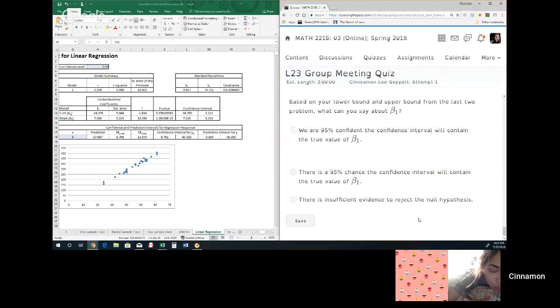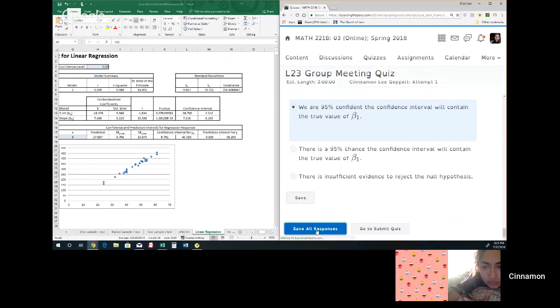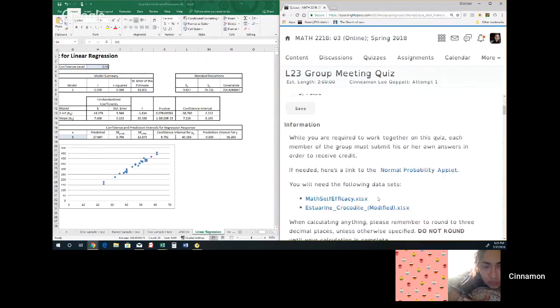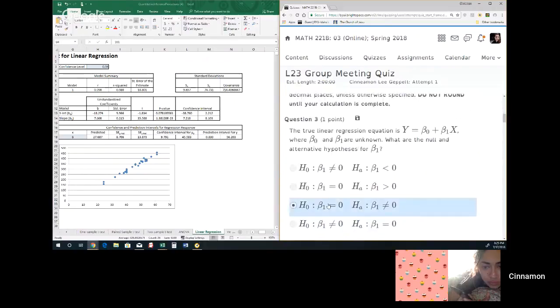The interval will contain, chance. Okay, so obviously number 1, right? And then we can save all our responses. Okay, so then we'll run back up here to the top, starting with question number 3, so we chose the third one.